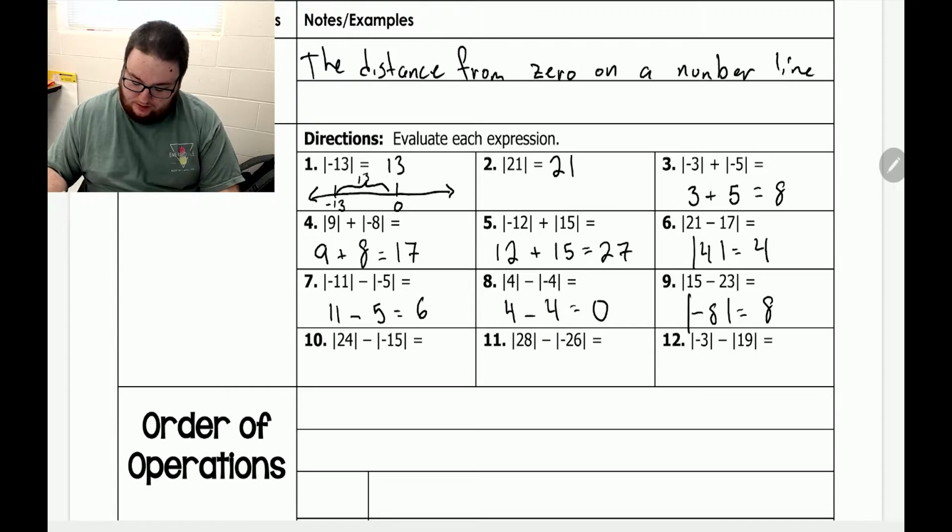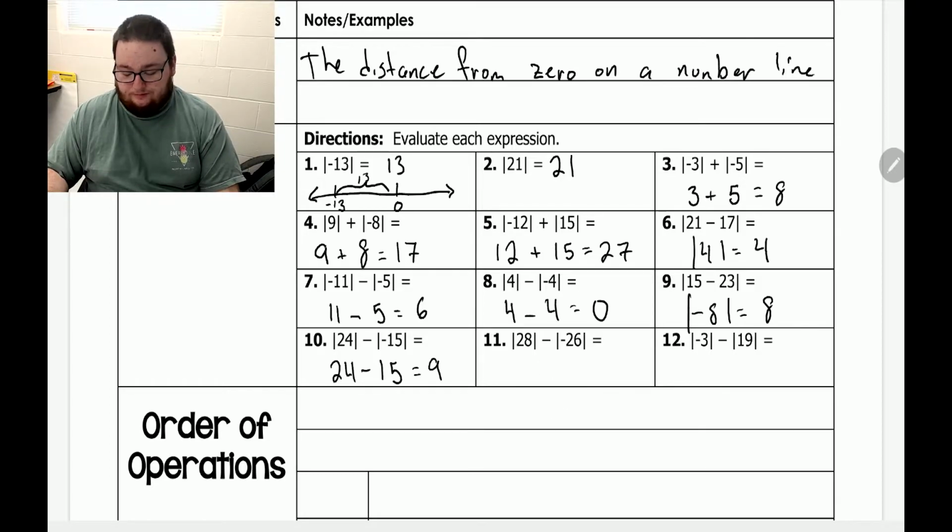For the last three, we have number 10 as the absolute value of 24 minus the absolute value of negative 15. So one step at a time, we have the absolute value of 24, which just gives us 24. Then we're subtracting, and the absolute value of negative 15 gives us just positive 15. So now we have 24 minus 15, which gives us a positive 9. And positive 9 is the answer to number 10.